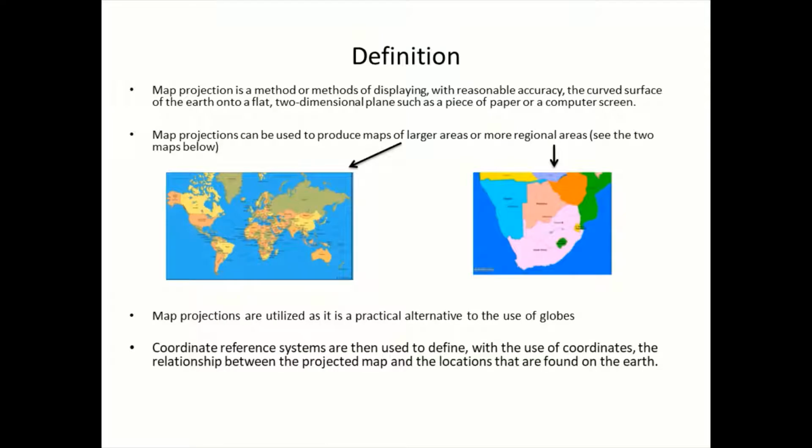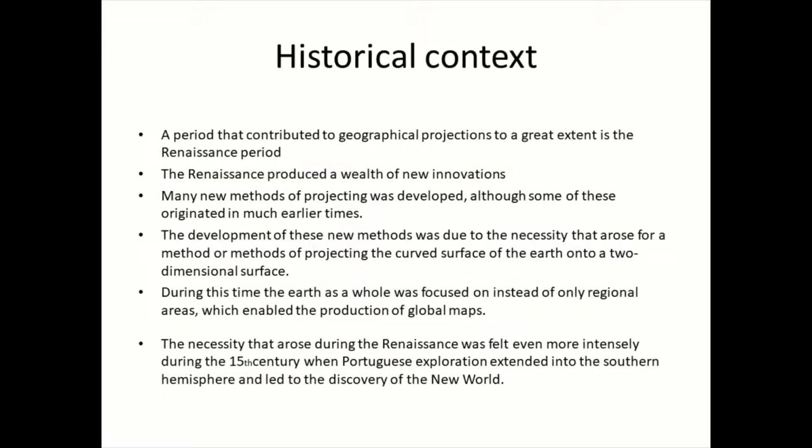So first things first, map projection is a method of displaying the curved surface of the Earth onto a two-dimensional plane, like a piece of paper or a computer screen. Map projections can be used to produce maps of larger or smaller areas, and it is thus a great alternative to the use of globes because we can't fit globes into our pockets. Coordinate reference systems are then used to define the relationship between the projected map and the locations on the Earth.